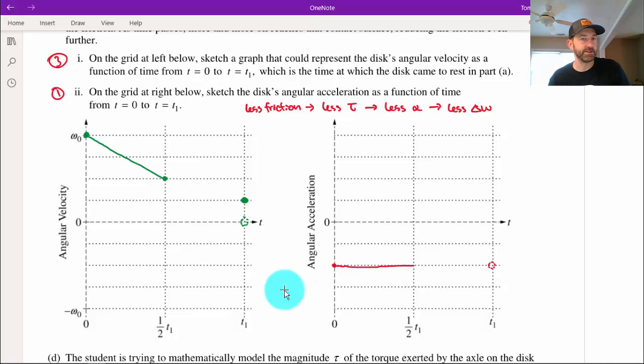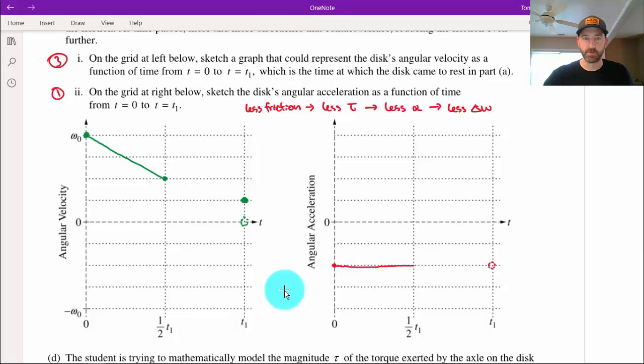There's still a little bit of angular velocity left because at time t1 it should have stopped, but if you have less friction, that means it's not going to stop as soon, so it's going to keep moving beyond that time t1 that we originally had. So next question is, what does it look like between those 2 points?